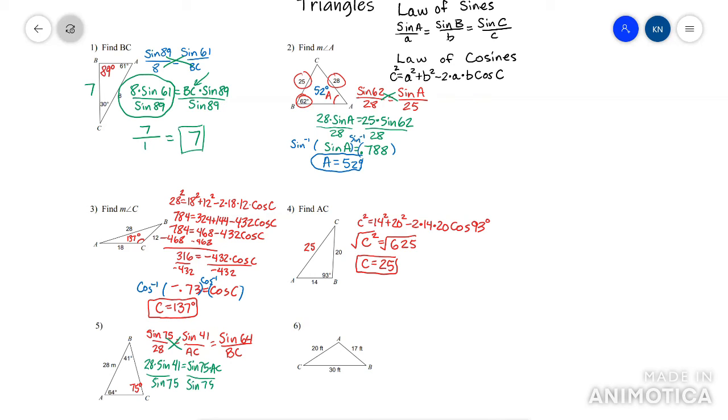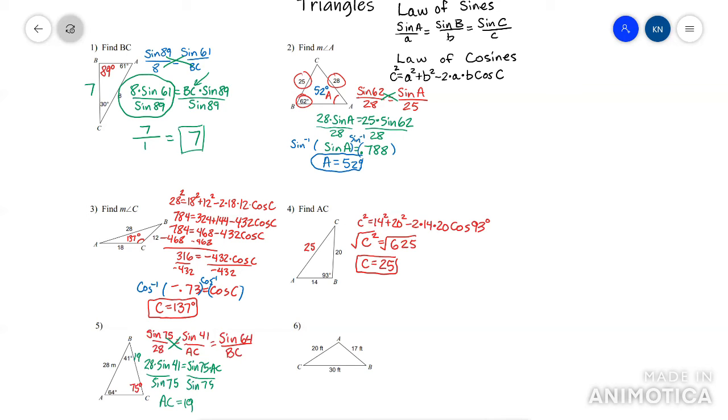Sorry, my handwriting is getting sloppy. It's at the bottom of the screen here. It's difficult. So now you can just punch this right here into your calculator. So 28 times sine 41 divided by sine 75. I got 19. So I know side AC is 19.